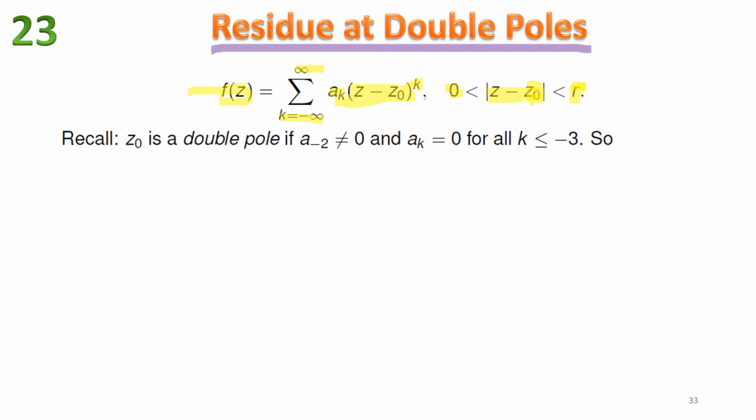Now let us recall the concept of double pole. z0 is a double pole if the a minus 2 coefficient is non-zero and ak is 0 for all k less than minus 2. So this is the negative term present. Beyond that, we are not having any non-zero term.